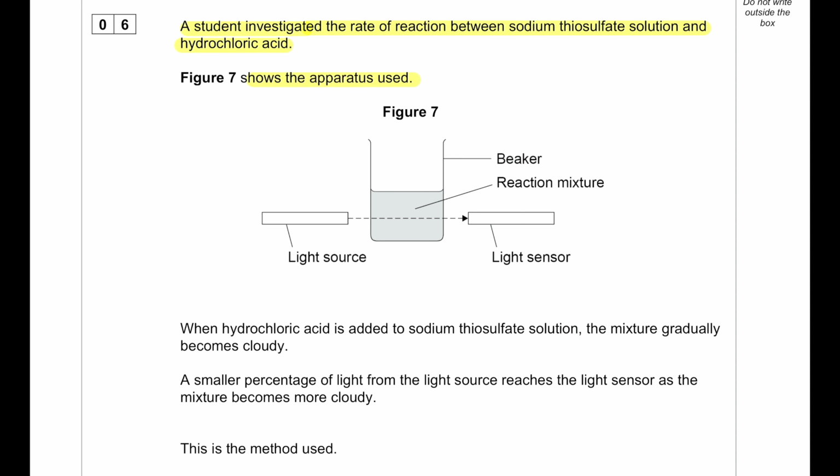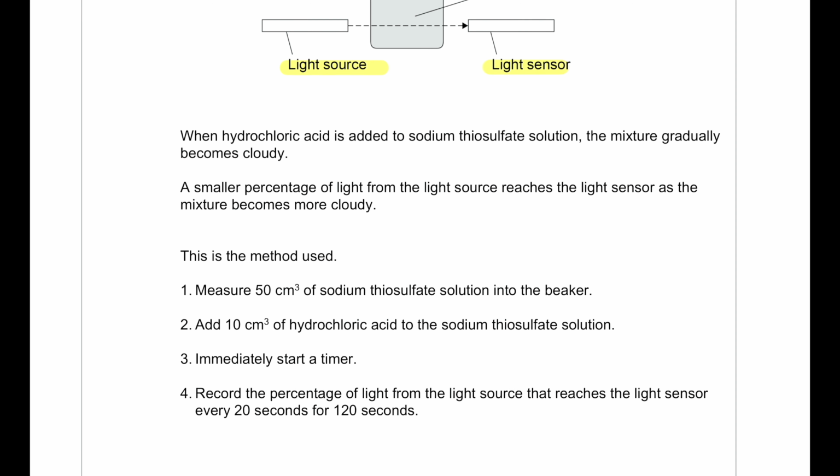Figure 7 shows the apparatus that was used. We used a light source and a light sensor and the beaker with the reaction mixture. When hydrochloric acid is added to sodium thiosulfate solution, the mixture gradually becomes cloudy. A smaller percentage of light from the light source reaches the light sensor as the mixture becomes more cloudy. This is the method used.